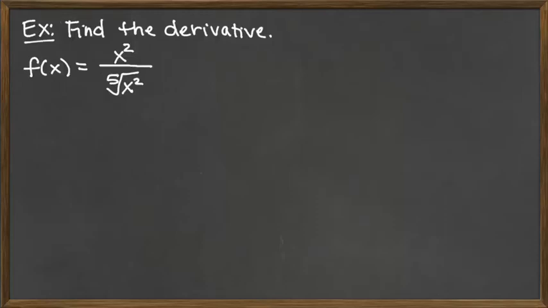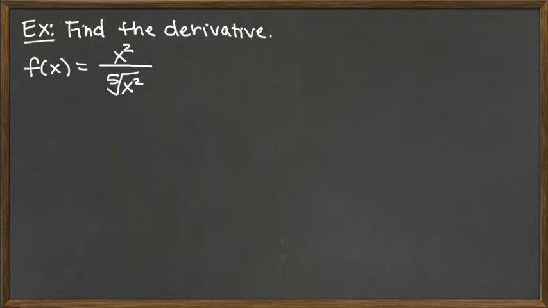In this example, we want to find the derivative of this kind of messy looking quotient. The top is x squared and the bottom is the fifth root of x squared. And so we could just go through and tackle this using the quotient rule, but that's far messier than it really has to be, because both the top and the bottom are very simple.